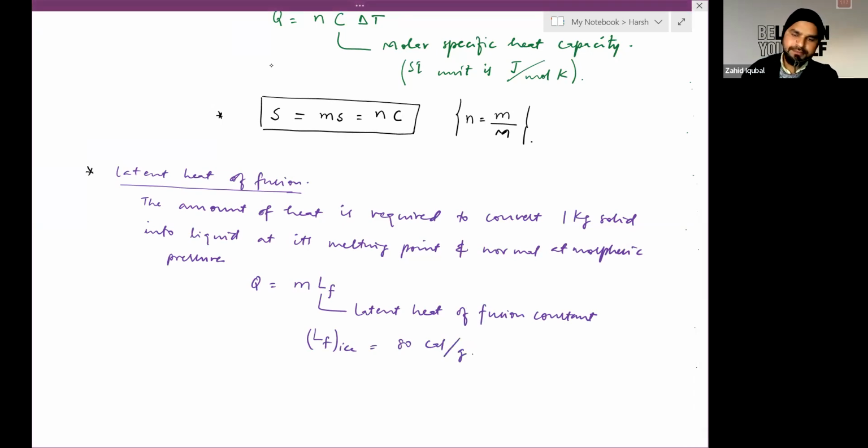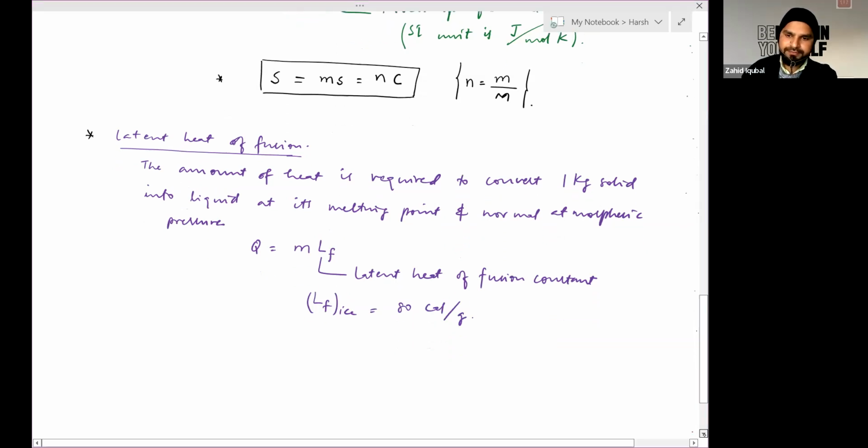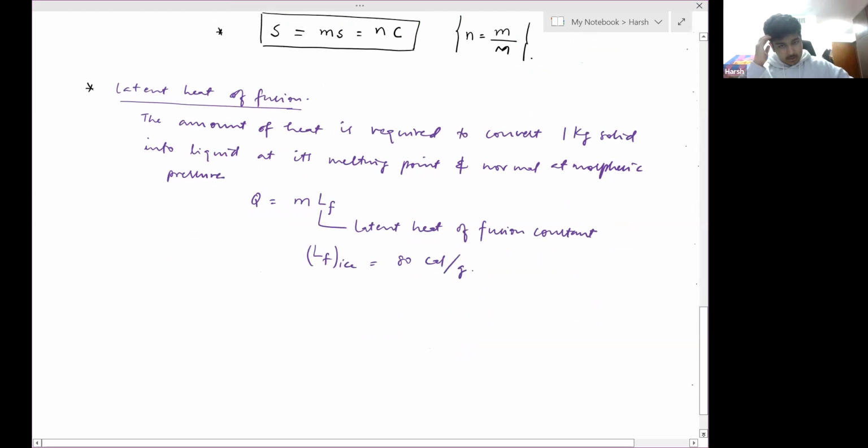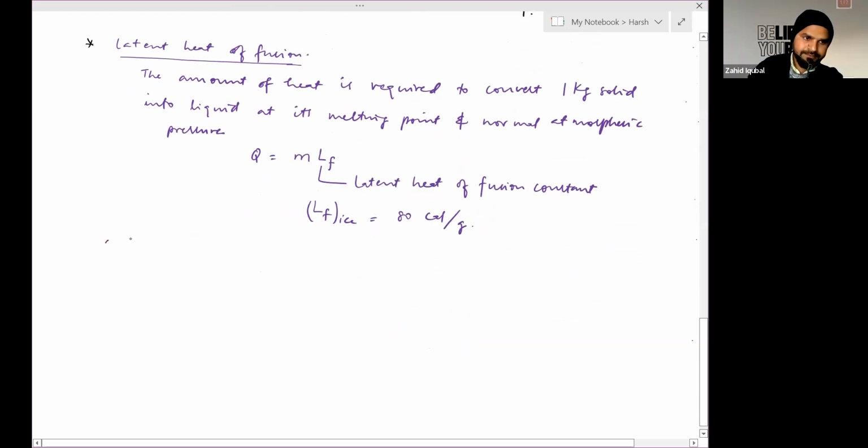Next is to convert liquid into vapor. Latent heat of vaporization. Good. So it will be the amount of latent heat of vaporization.